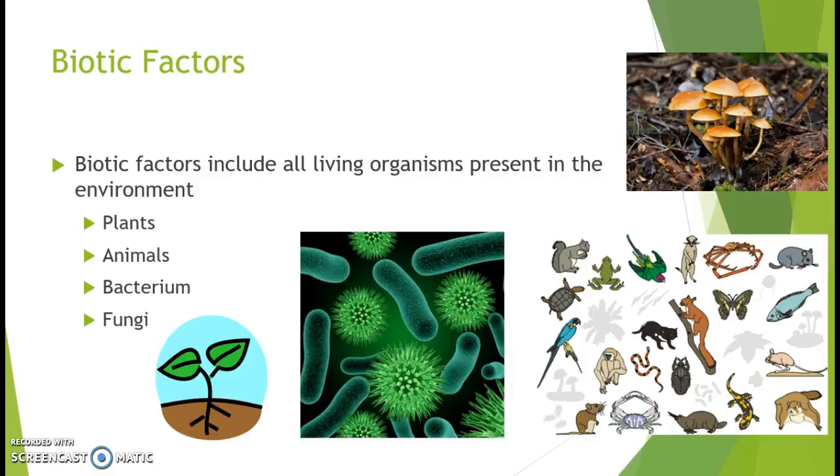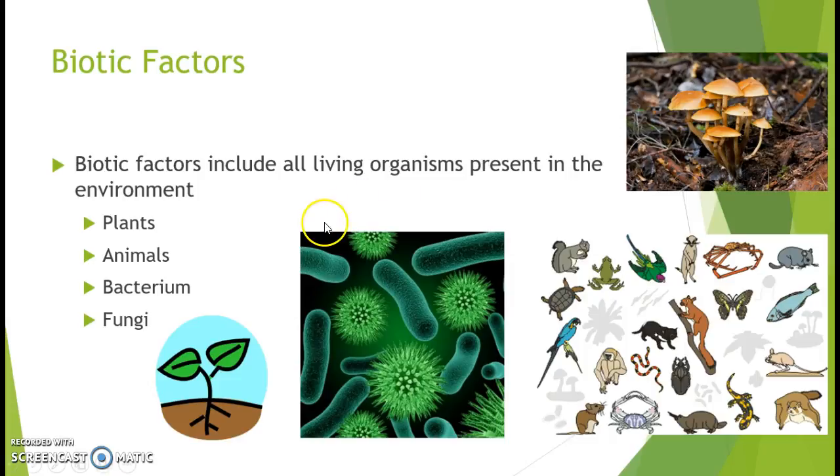Biotic factors include all living organisms present in the environment. If you could see over here, we talk about plants. Animals over here, we have a range of squirrels, fish, crabs, I think that's a snake. And we can also have bacterium. Bacterium, although small and we can't see it with the naked eye, is very important in an environment and in our ecosystem. And also fungi, which a lot of you know as mushrooms. All of those are living organisms that interact with the ecosystem as a whole.